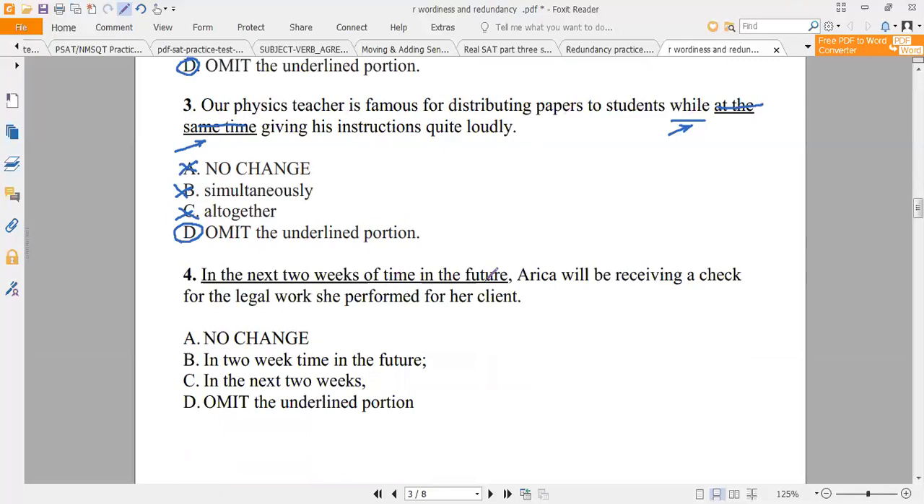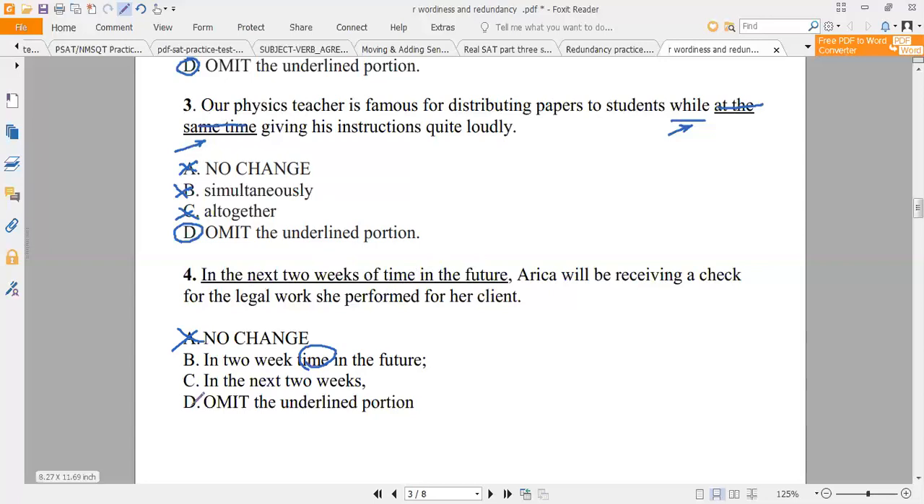Question 4 بيقول: in the next 2 weeks of time in the future Erica will be receiving a check for the legal work she performed for her client. طيب هنا wordiness، وفي redundancy في كل حاجة. الاكسبريشن اللي هو المفروض time expression ده او time prepositional phrase او adverb of time مكتوب اكتر يعني متكرر اكتر من مره، يعني in the 2 weeks of time in the future، ففي التايم والفيوتشر مكرر كتير. طيب يبقى letter A is not correct لان هي wordy and at the same time there is repetition. طيب in 2 weeks time in the future مش محتاج كلمه time اوكي ولا محتاج اقول in 2 weeks in the future، يا اما اقول in the next 2 weeks يا اما اقول in the future وخلاص مش عايز احدد الوقت.